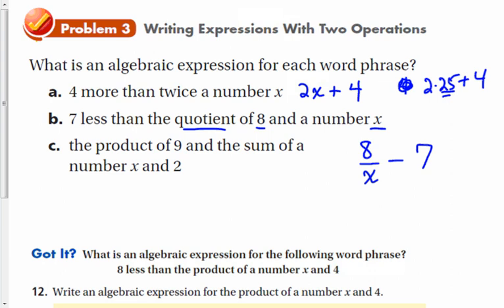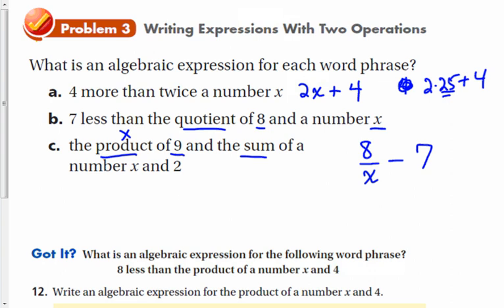Both division and subtraction are not commutative. You cannot switch them around. So the product, that means times, of 9 and the sum of a number. So we're multiplying 9 and some sum. To do that, we're going to need parentheses.